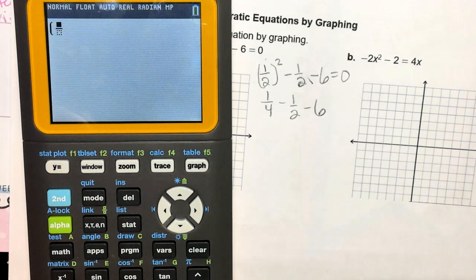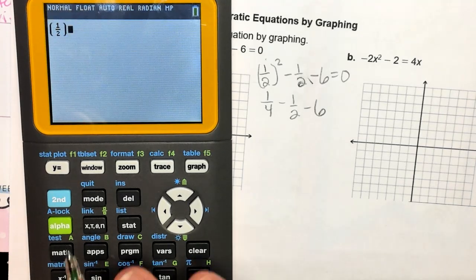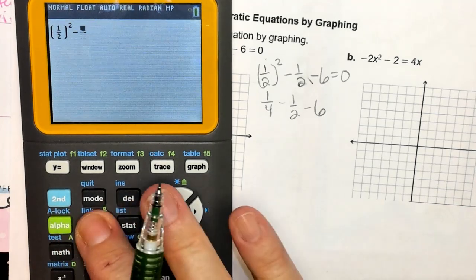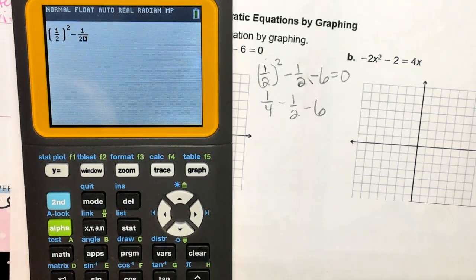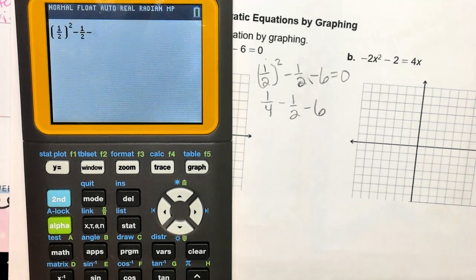All right, so we have 1/2. And then we're going to end our parentheses, and we're squaring this. So our square is here. All right, then we're subtracting, need a fraction again, 1/2. And then we subtract 6.